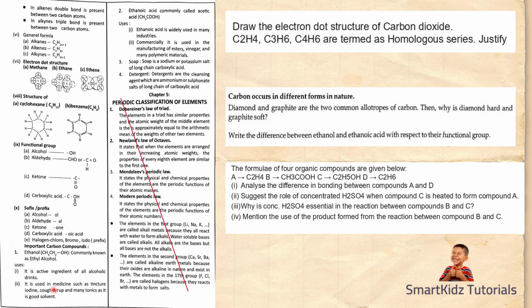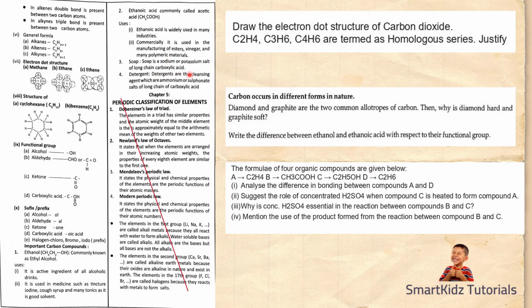Important carbon compounds: ethanol, it's alcohol or ethyl alcohol. Active ingredient in all alcoholic drinks, used also in medicines. And that's why sometimes when we consume some cough syrups, we feel sleepy. That's because it has got alcohol in it. What else? Ethanoic acid, that is your acetic acid or vinegar, used in the food industry.